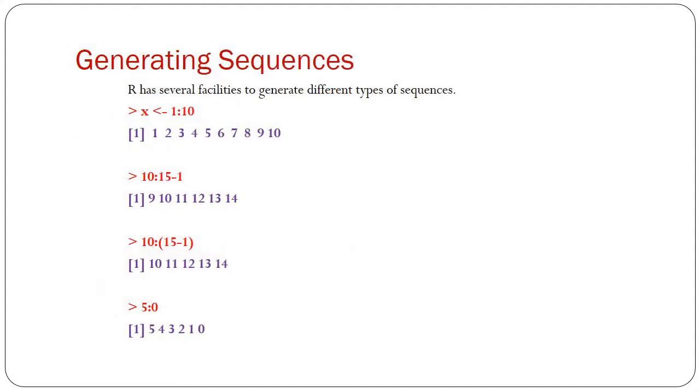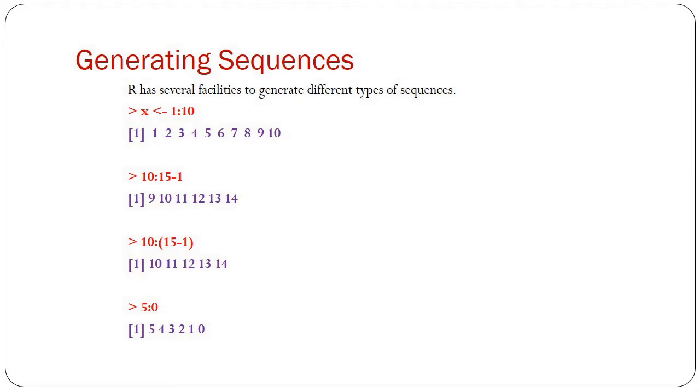You can generate sequences as I mentioned in the earlier presentation. You can generate a sequence using several ways. The simplest way is using the colon operator, 1 colon 10. Store them in a variable namely x, which means it starts with 1 and ends with 10. Both the lower bound and the upper bound are inclusive.